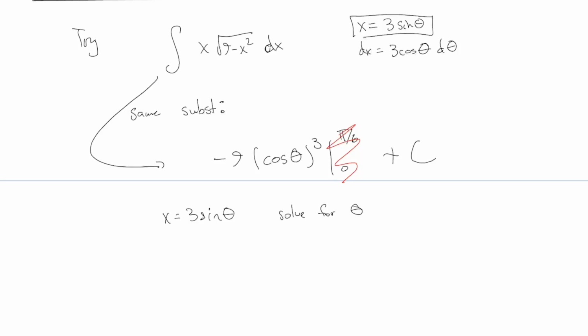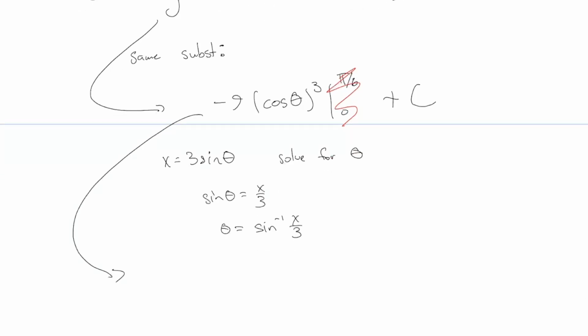Solve for theta in terms of x. So I would divide by 3 first. Sine theta equals x over 3, and then theta is inverse sine x over 3. And that's what we're going to plug in for the theta. So my answer here shall be minus 9 cosine of inverse sine x over 3, that whole thing cubed.